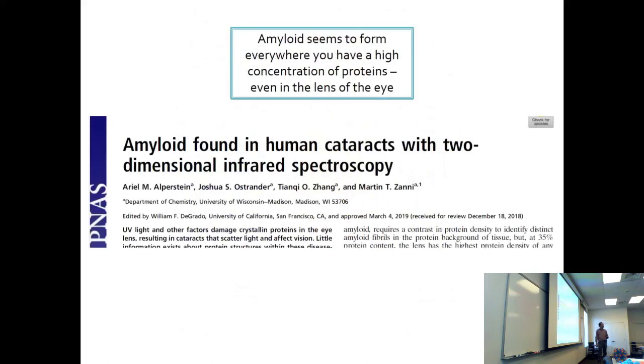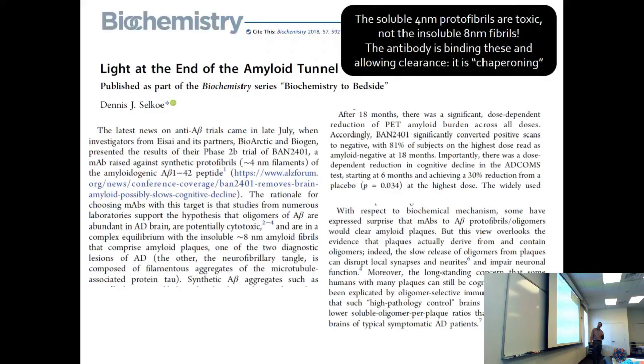And this is the thing I'm really excited to tell you about, because this is fresh, new, just published this year. Oh, this is the one thing before that. This is showing you how it's everywhere. This is just published this year, showing you how they even found it in cataracts. So remember cataracts, high concentration protein solution? They even found amyloid in those. Basically, it can happen anywhere. We have a high concentration of proteins even in the lens of the eye.